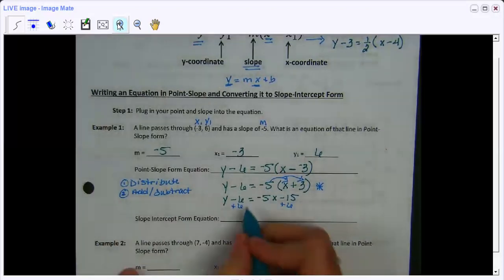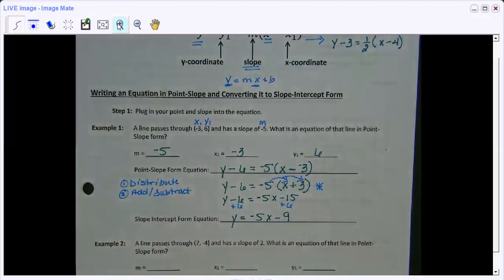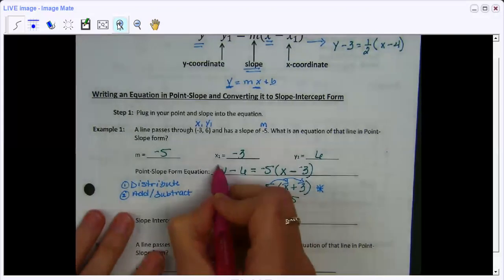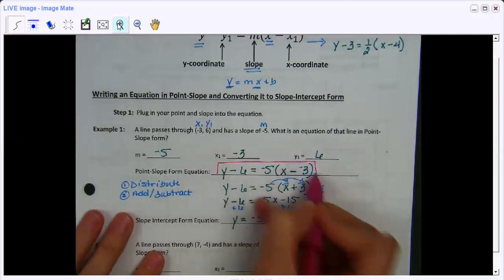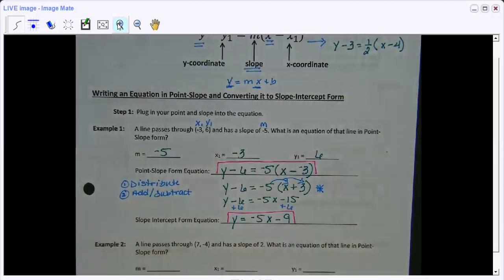And my slope-intercept equation is y equals -5x minus 9. So I have my point slope form and I have my slope-intercept form. Okay.